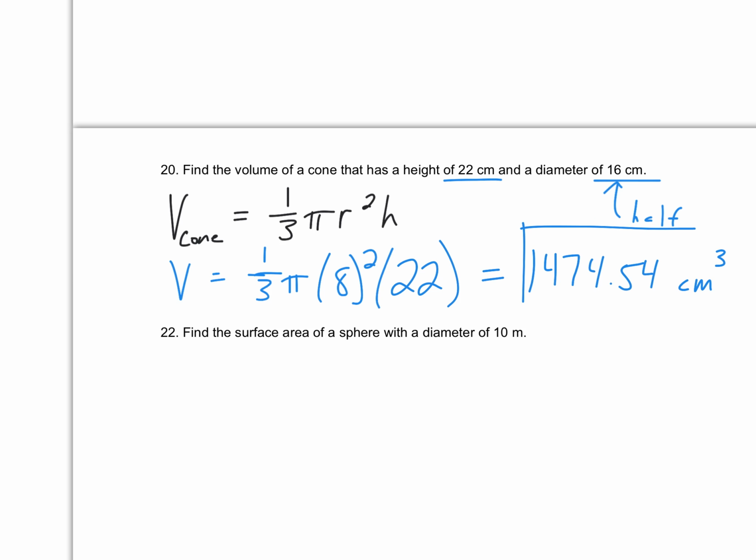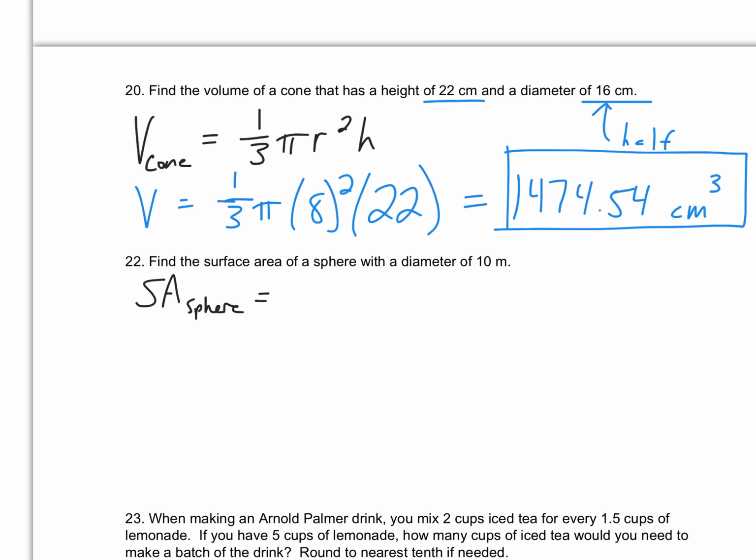Okay, and then we have surface area of a sphere. So with surface area, that's always units squared. So if I think about the surface area of a sphere formula, that one is 4/3. Oh, no, excuse me, I'm thinking of volume. The surface area formula is just 4 pi r squared. 4 pi r squared.